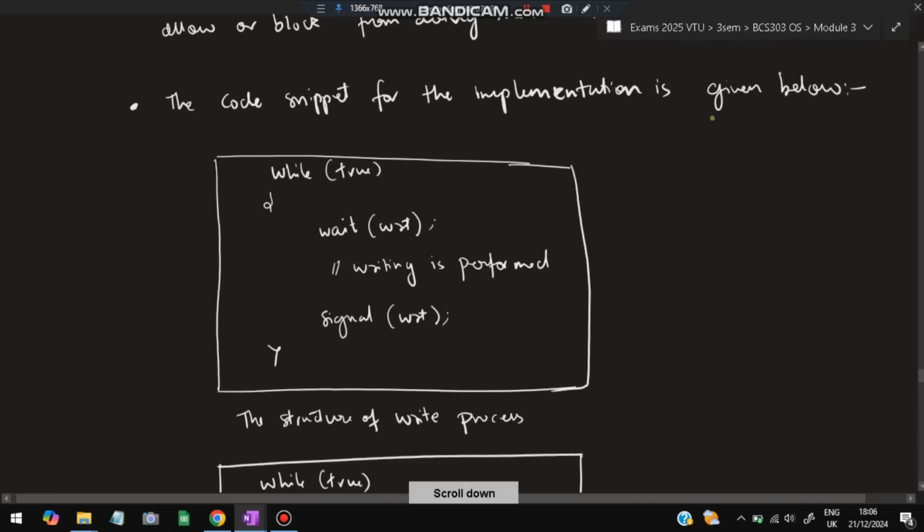Okay, so the code snippet for the implementation is given below for both writer and reader. For the writer, this is the code. Here we have while true, wait wrt. Wait wrt means no one will be allowed to read. Write will be locked here and only writing will happen. Writing is performed. Signal wrt means the signal will be sent that writing is over, then everyone can read.